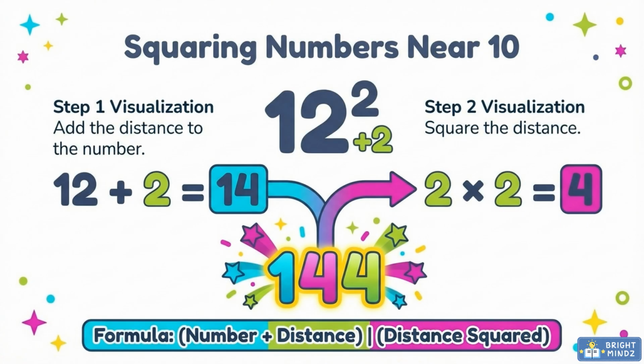Let's square numbers close to 10, like 12 squared. First, find how far the number is from 10. 12 is 2 above 10. Add that distance to the number. 12 plus 2 gives 14. Next, square the distance. 2 times 2 equals 4. Then join them. 144. So 12 squared is 144. No long multiplication needed.